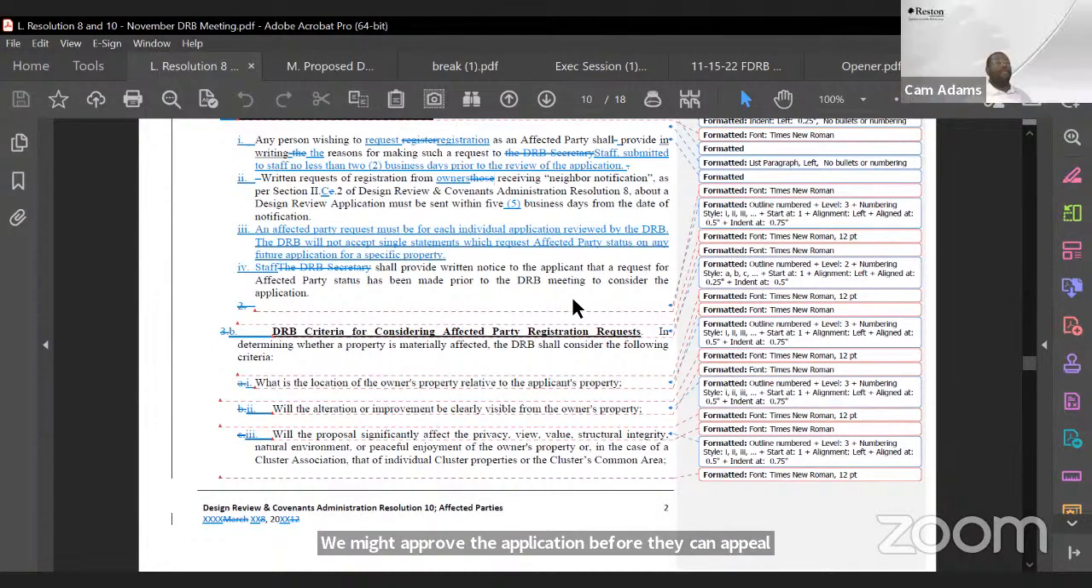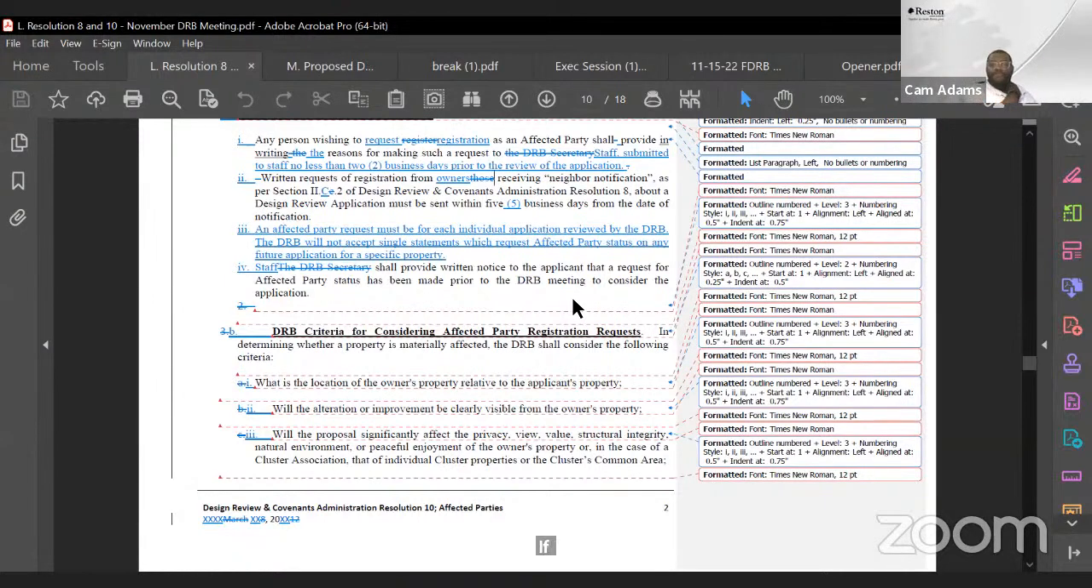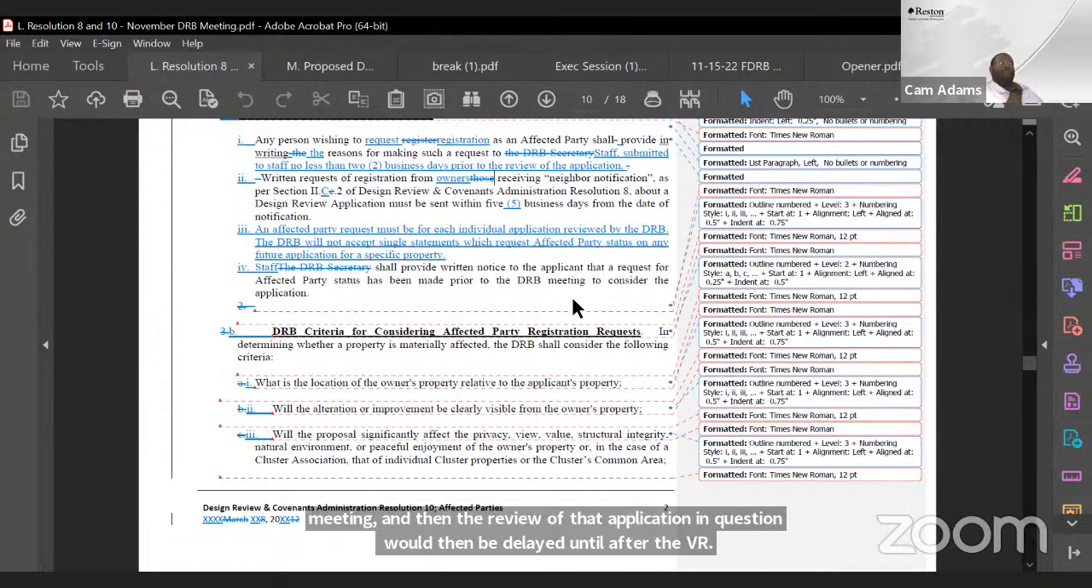No, the review of the application would be delayed until the full DRB determines the affected party's status. If you look at the next section, section 4, if an affected party status is denied by a DRB panel and the owner wishes to appeal that status decision, the owner must declare this intent at the DRB panel meeting, and then the review of that application would be delayed until after the full DRB makes a determination on their status.